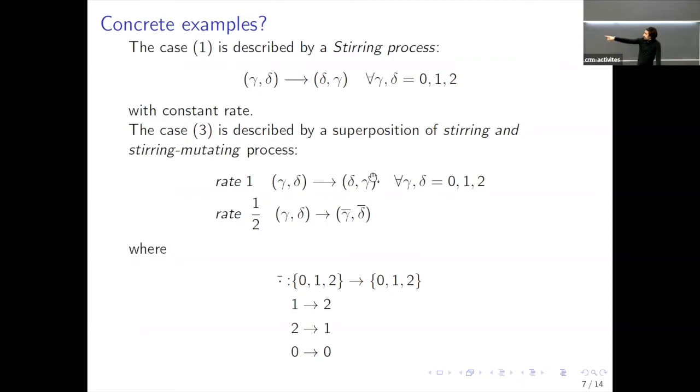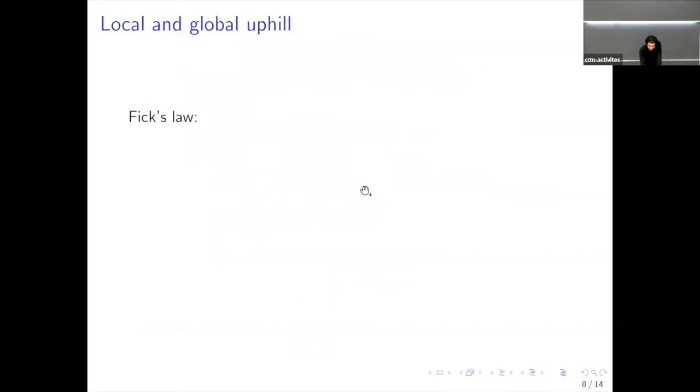The mutation is defined through this map: a map that, if we have a 1, associates 2; if we have a 2, associates 1; and if we have the empty site, nothing can mutate. So I would like to end up with the uphill.